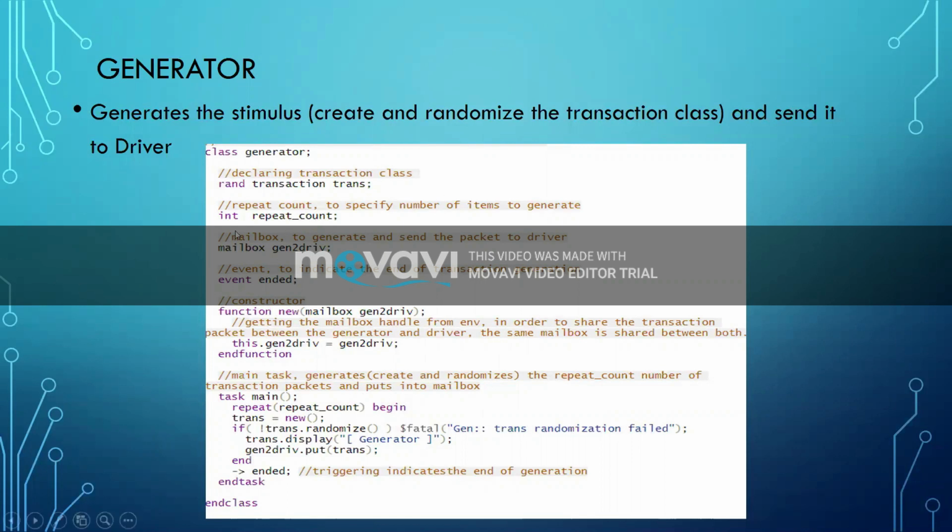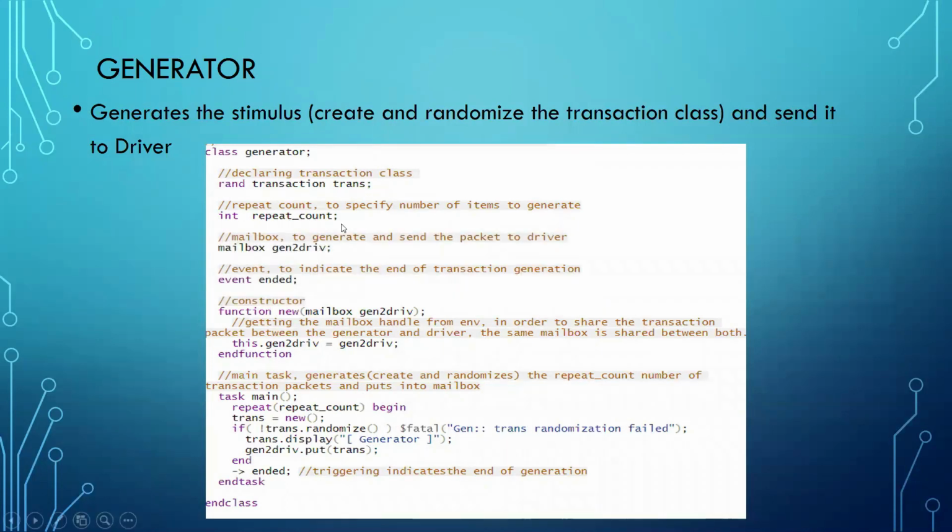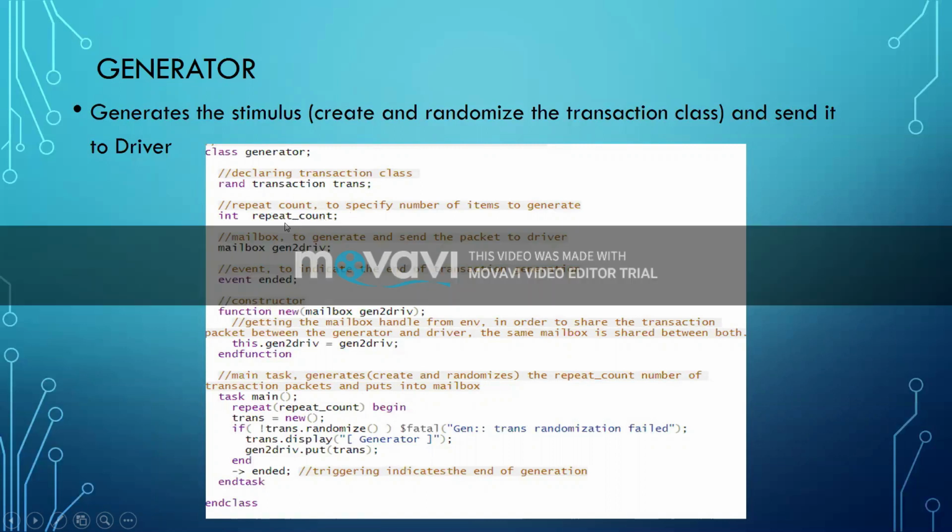Here we have declared a repeat count. We have to generate the transaction, so we have to say how many times we generate that transaction. That is given inside this repeat count. How many times it is going to generate depends on the repeat count. In our program, we have given the repeat count as 4, and it will be described later.